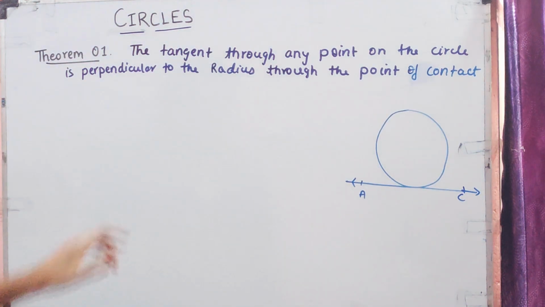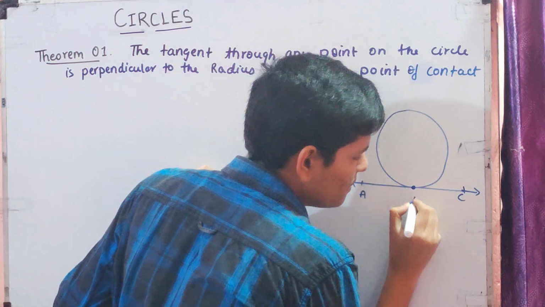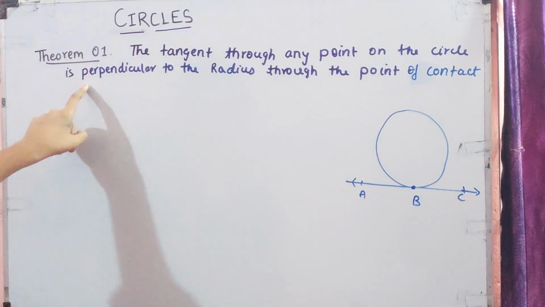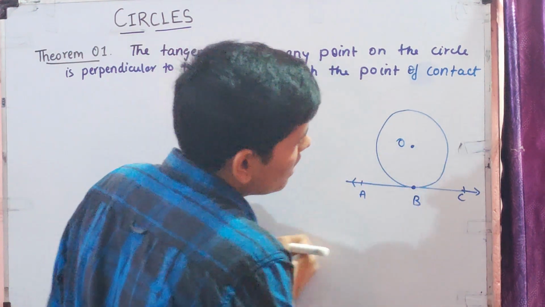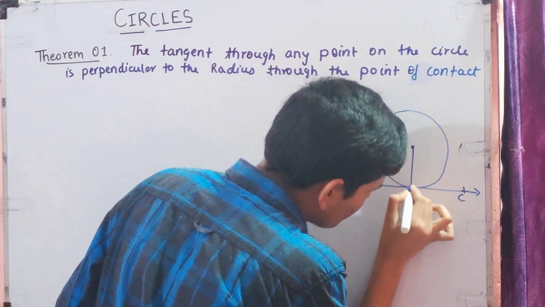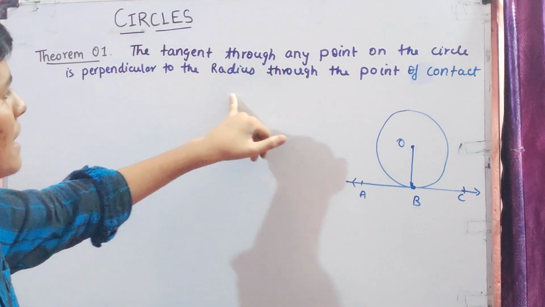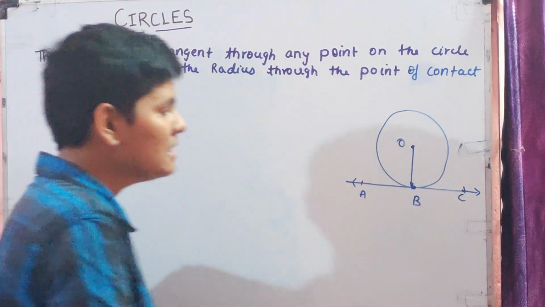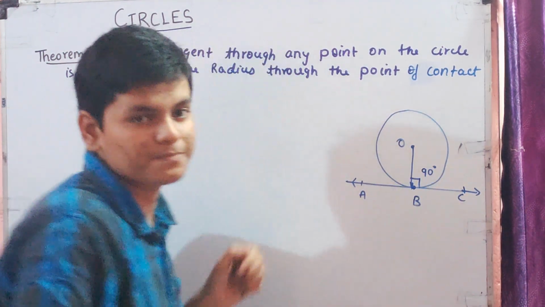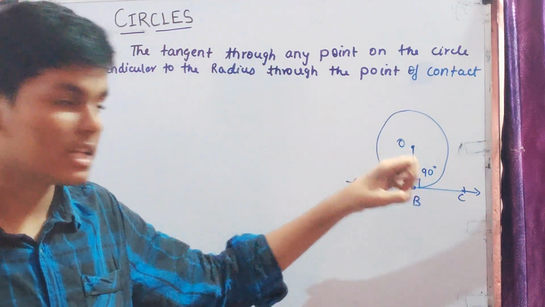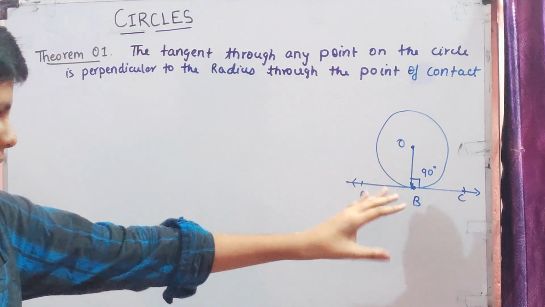Now what they have given is that the tangent through any point on the circle, let this point be B, is perpendicular to the radius. Now let the circle have a center O. Now when you draw a radius over here, what the theorem states is that it is perpendicular to the radius through the point of contact. It means that according to the theorem, the radius and the tangent are perpendicular to each other. This is one theorem, and we are going to use it in many problems. Now we are going to prove it. How is it? 90 degrees.